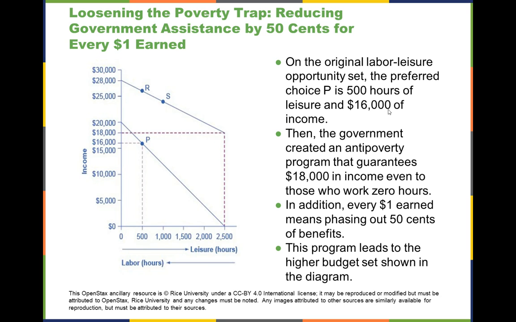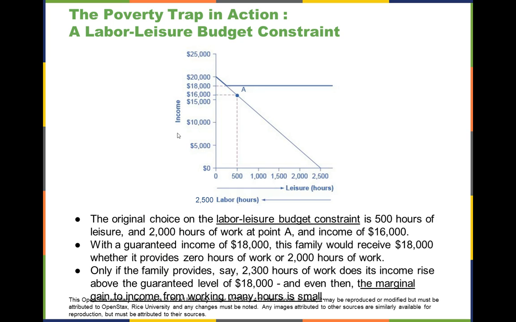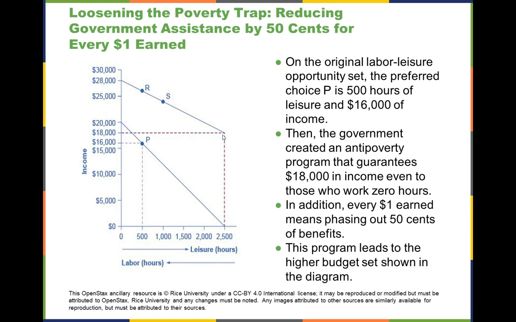The government could create an anti-poverty program that guarantees $18,000 income even to those who work 0 hours. In addition, every dollar earned means phasing out 50 cents of benefits. This program leads to the higher budget sets shown in the diagram. So you can see here, this was the line that we saw on the previous slide. And on this one, you see a different line that's drawn. And once again, at 0 hours of work, remember the work line is down here, you're receiving $18,000. And then as you gain income, every dollar earned means phasing out 50 cents of the benefits.